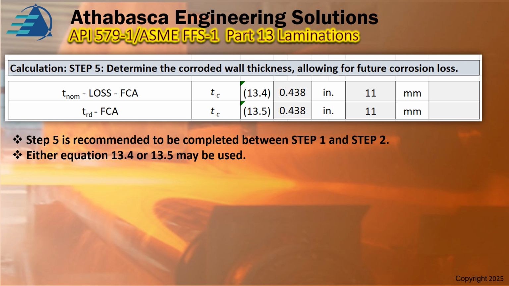Now, this is common throughout all the parts. They've moved different sections or different parts of API 579. They've created a new section called 13.4 and 5, and it's the same equation, but I think they've done that for convenience, which is fine.